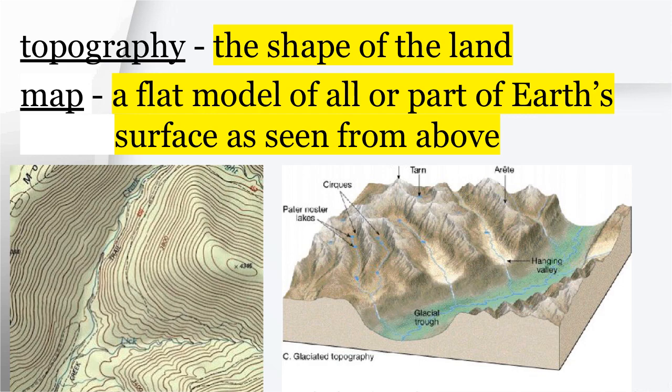And a map is a flat model of part of the Earth's surface that you can see from above. So it's a flat object, right? A two-dimensional thing that's trying to show us a three-dimensional object. The surface of the Earth has three dimensions, right? And we're looking at it from above. It's like you were a bird flying overhead, and that's what you see on the map.